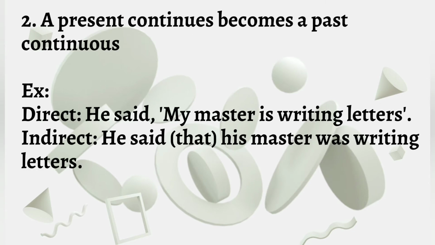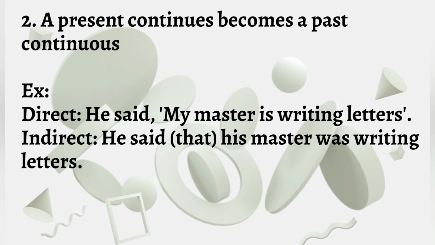Rule number 2. A present continuous becomes a past continuous. He said, "My master is writing letters." This is in direct speech. He said that his master was writing letters. This is in indirect speech.